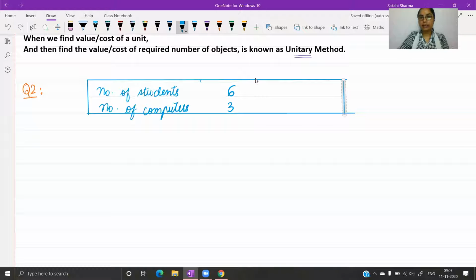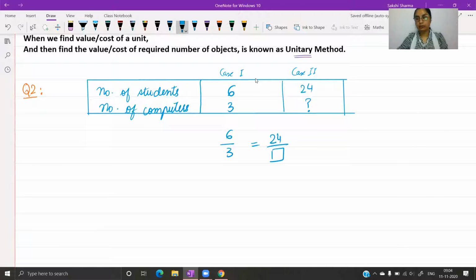This is the first case that I have. जब मुझे बताया कि 6 बच्चों को 3 कंप्यूटर मिल रहे हैं. अब आपको सेकंड केस देखना है. In second case, there are 24 students, but we don't know how many computers they are getting. So from here, 6 by 3 will be equal to 24 over this missing value.